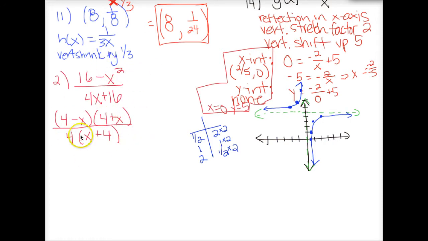Now I need to identify restrictions for my answer. I usually do this after I factor. If you want to wait till the end, that's fine, as long as you remember to check every denominator, not just the final answer.